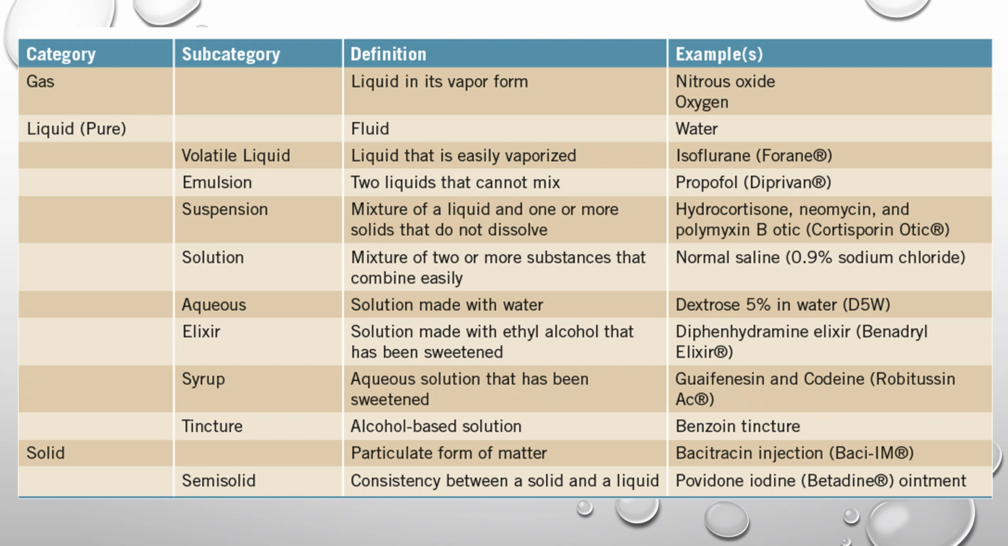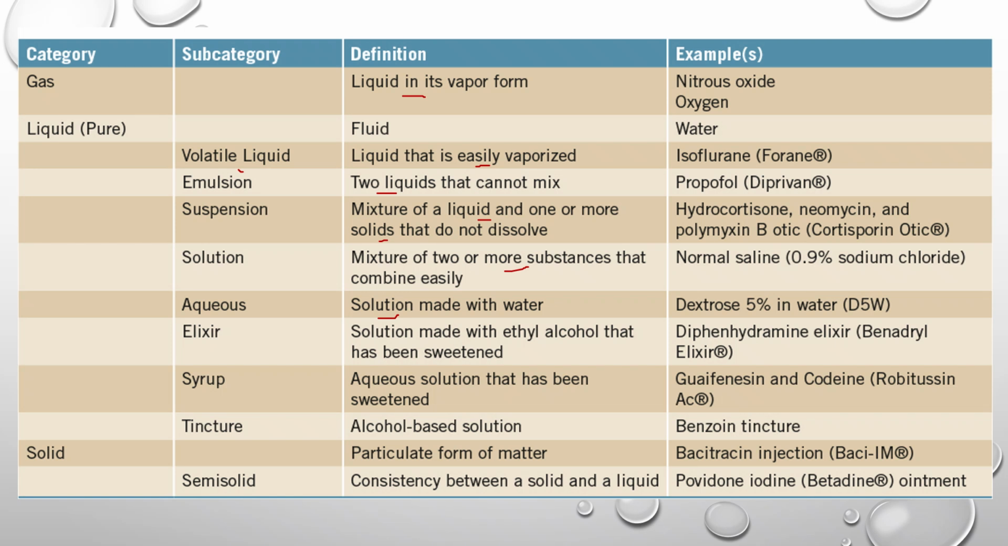And then this is just kind of a table, again, not a question, but just to put all of this together. Again, gases are liquids in their vapor form. All of our liquids are fluids, but we have volatile fluids, which vaporize easily. Emulsions is when we're putting two liquids together, but they don't mix well. Suspension, we have a liquid and a solid that aren't dissolving well. Solutions is where we do get some good dissolving of two substances, and it can be a liquid and a liquid, or a liquid and a solid could make up that solution. And then aqueous means that in the solution, the solvent is water.